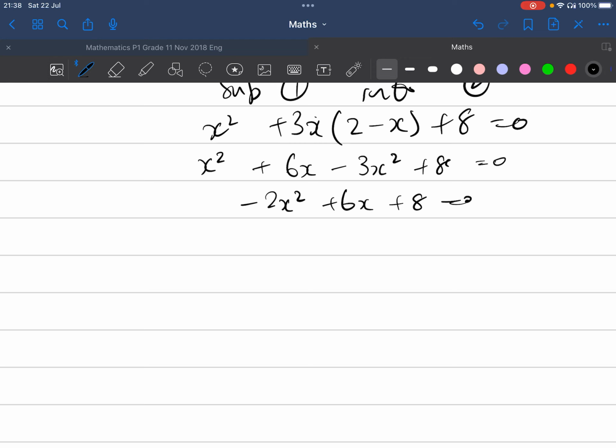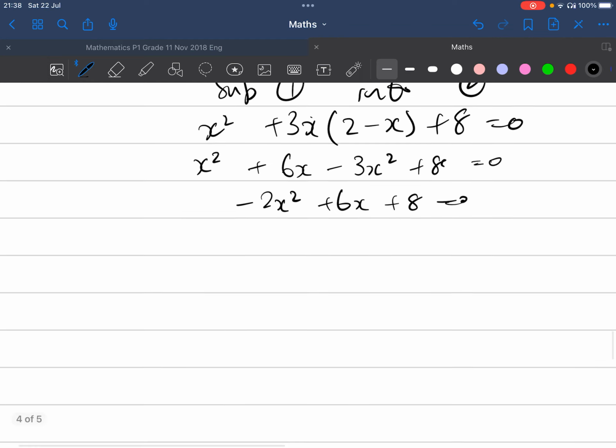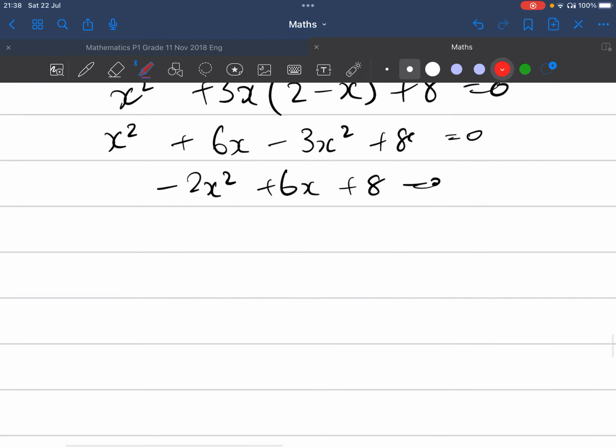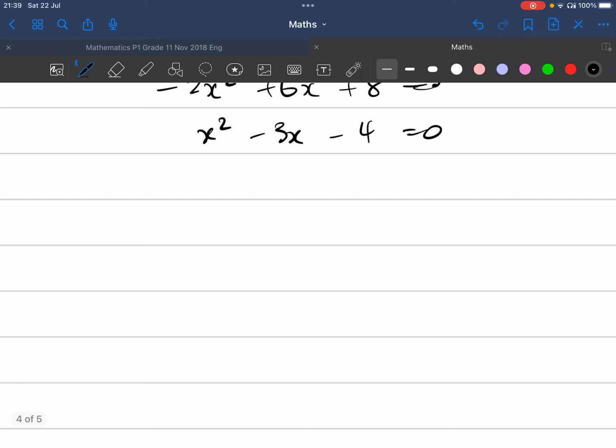Okay, and then I can divide away by minus 2 because it goes into each of those just to simplify things a bit. So I'll get x squared minus 3x minus 4 equals 0. Okay, and again we're going to look for a number that when you add them, it gives us minus 3, and when you multiply them, it gives us minus 4. So x squared minus 4x plus x minus 4 equals 0.